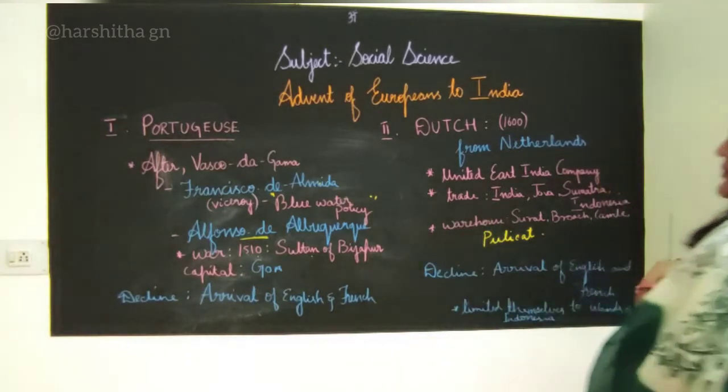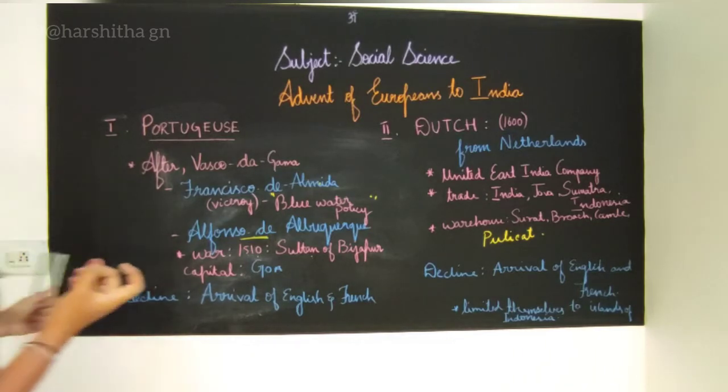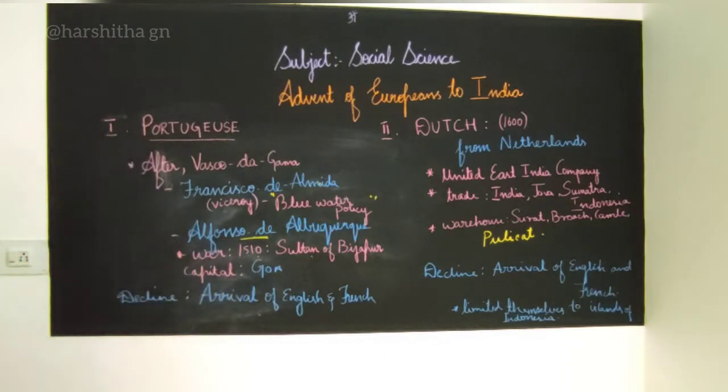So let me brief all this again. The Portuguese were the first people to enter India, at Calicut. The first person to enter India was Vasco da Gama. After Vasco da Gama, there was another person called Francisco Almeida. He was the viceroy, and he implemented the Blue Water Policy. After him came Alfonso Albuquerque, the actual founder of Portuguese power. He waged a war against the Sultan of Bijapur in 1510 and won the place called Goa. Goa was the administrative centre of the Portuguese, which means whatever transactions they made went through Goa.